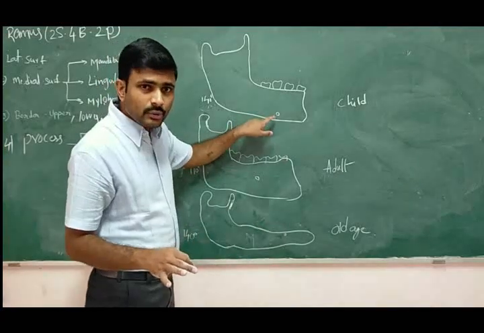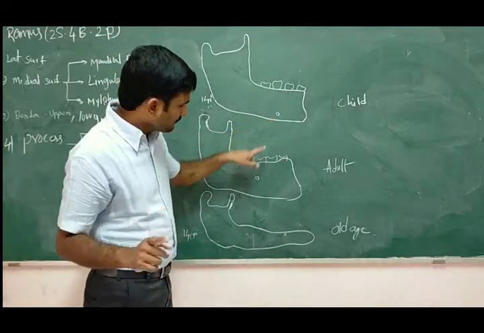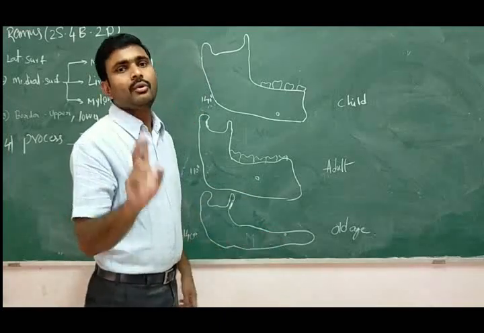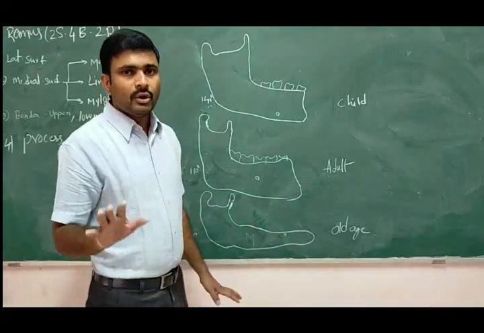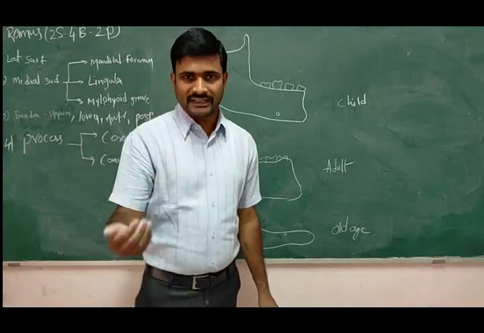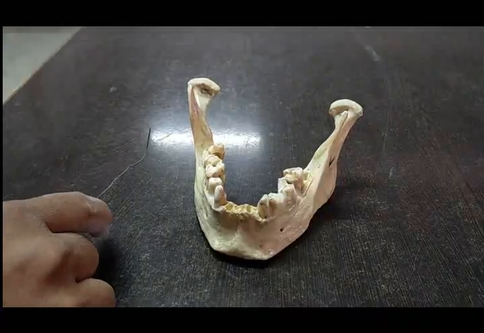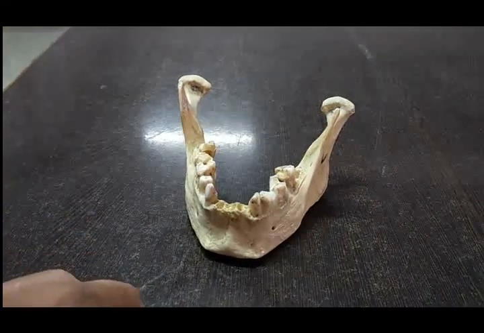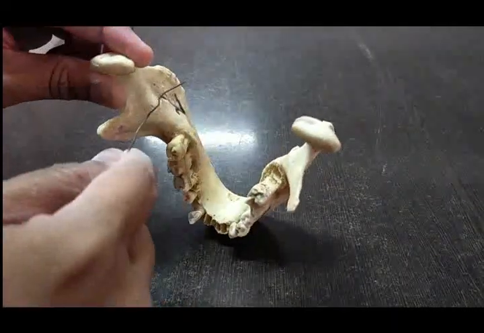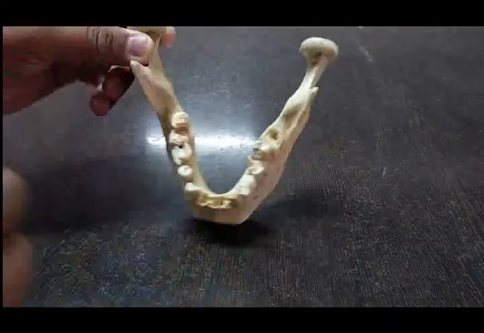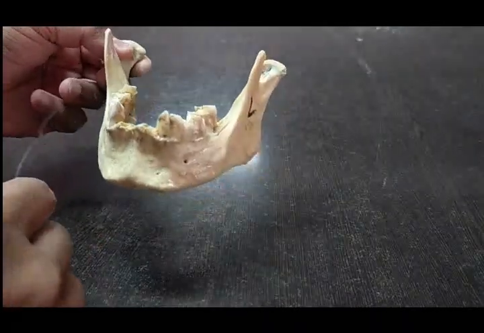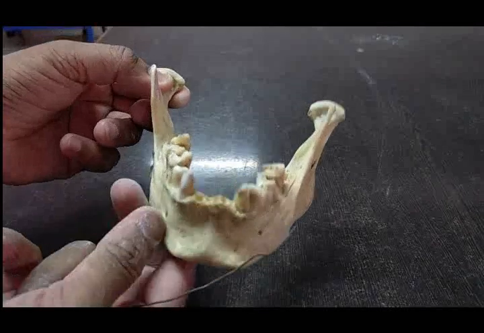It is present near the lower border in the children, in the center in the adults, and near the upper border in the old age. This is about the age changes in the mandible. Now let's see it practically. The mandible, from the Latin word mandibula, is U-shaped in structure, the hardest and strongest bone in the face, and we call it the lower facial skeleton.